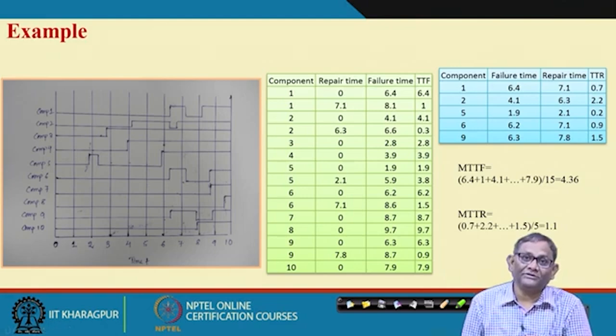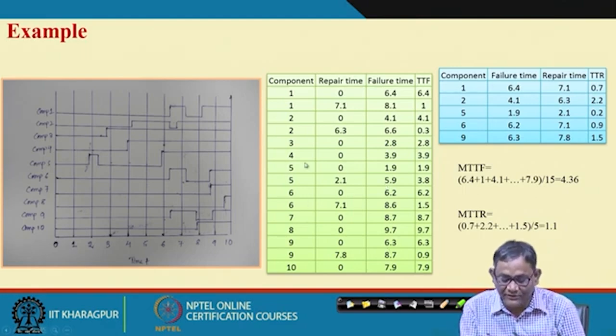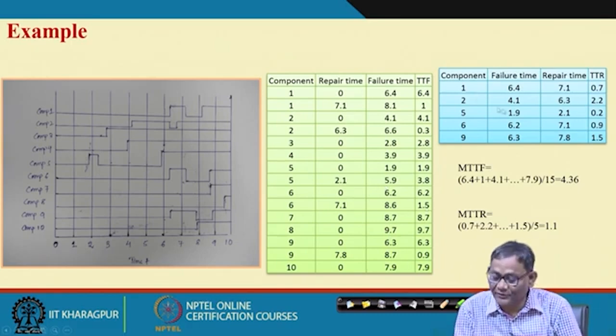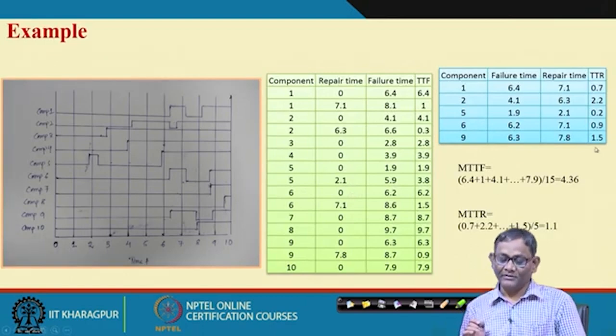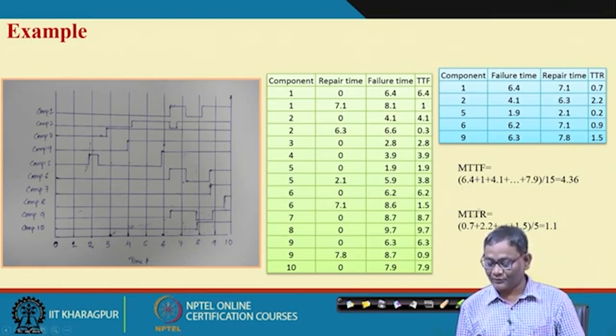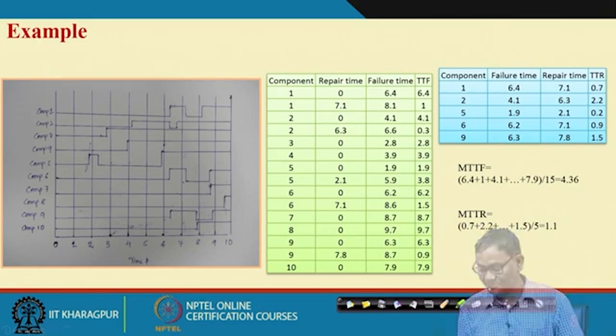This example you have seen earlier. In the same way, we found that there are 15 different times to failure, and from this diagram we found that there are 1, 2, 3, 4, 5 repair times. So the times to failure are known. What will be the mean time to failure? Mean time to failure is the sum of all times to failure divided by the number of observations. Mean time to repair is also the sum of all times to repair divided by the number of observations. You sum up all the TTF values and divide by 15, which gives 4.36. The sum of TTR values divided by 5 is the MTTR.